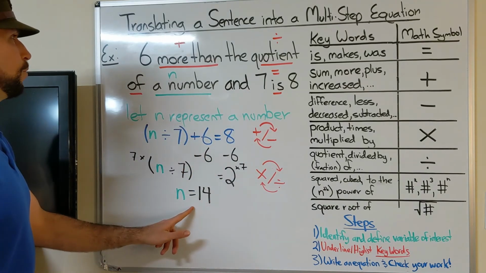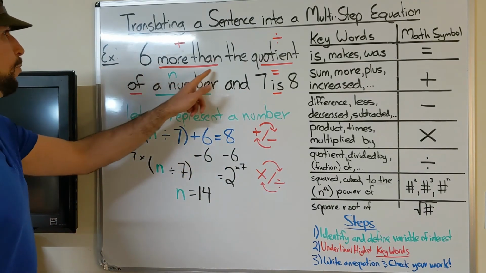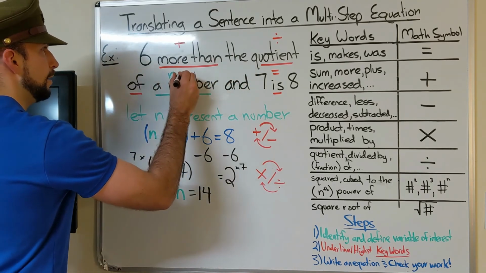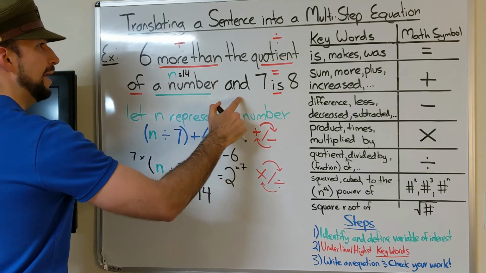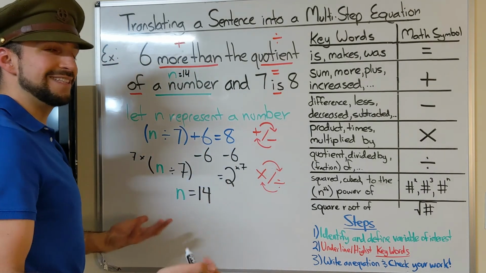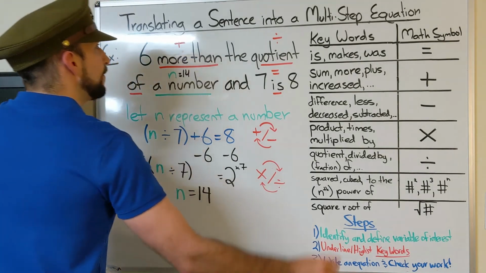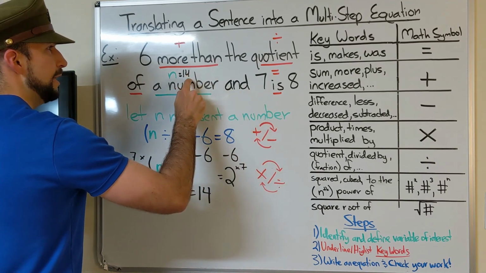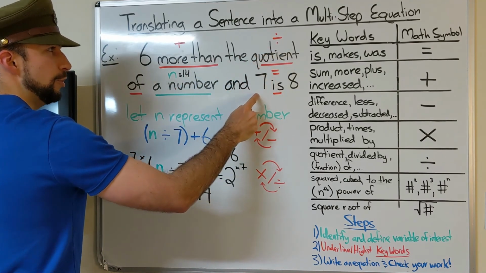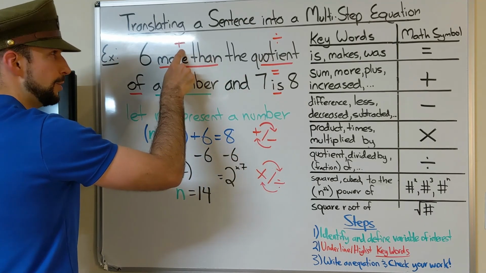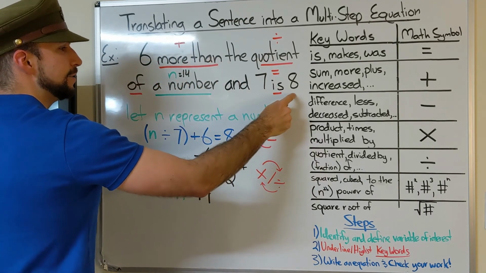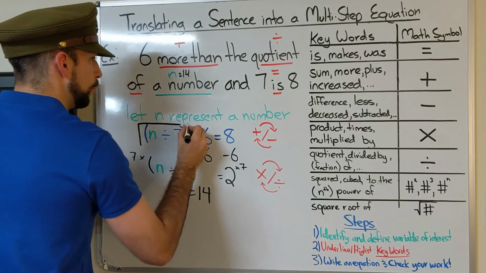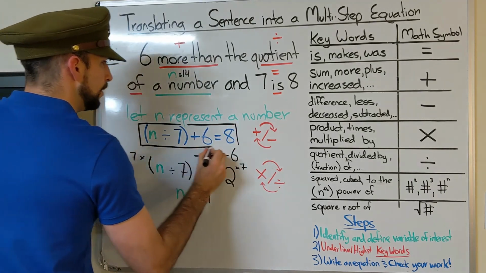Let's make sure that makes sense. So, does this work in the sentence? 6 more than the quotient of 14, we believe n is 14, and 7 is 8. Is that true? Well, first, the quotient of 14 and 7 is 14 divided by 7, 2. 6 more than 2 is 8. So that is true, and we know that this is the correct equation to represent our sentence.